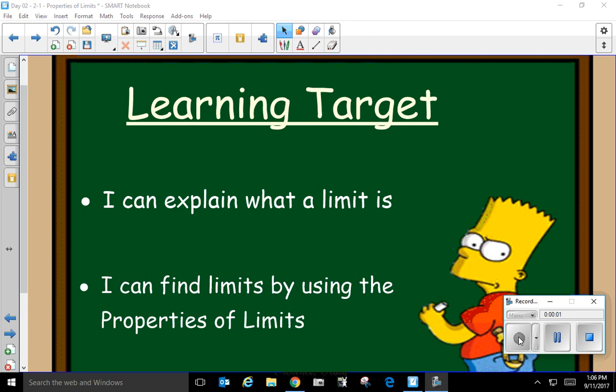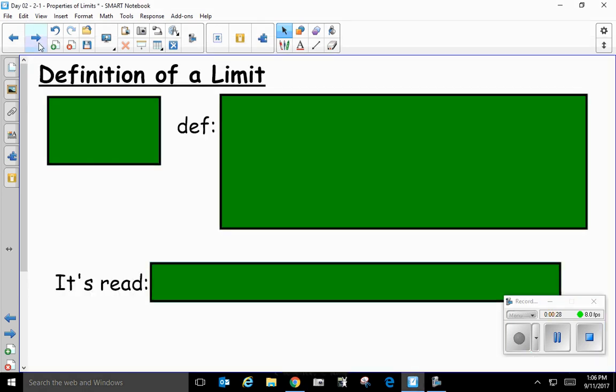Go. I can explain what a limit is. I can find limits by using the properties of limits. That is one of the most eloquently read learning targets I've ever heard, said no one ever. Okay? Yeah, I can explain what a limit is, and I can find limits by using the properties of limits. All right? So let's start doing some calculus, right?